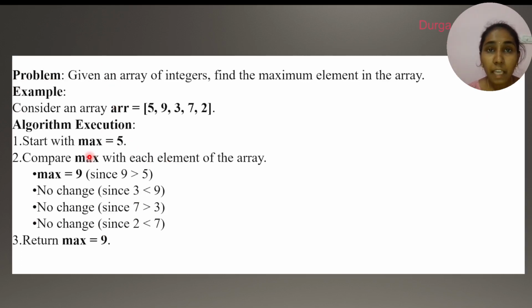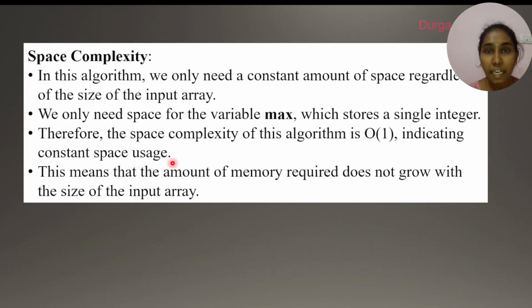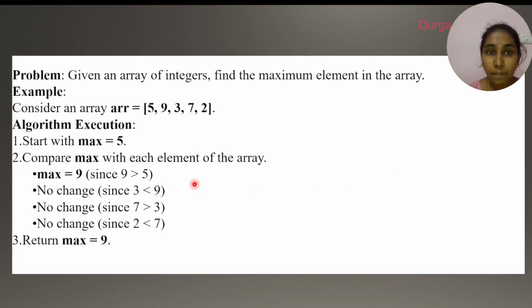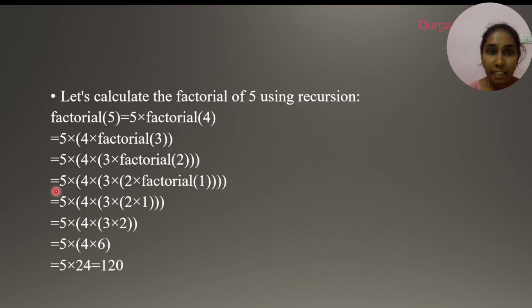So remember this, if the algorithm is taking a constant amount of space, then we can represent it by order of 1. Order of 1 is used to indicate constant space. This means the amount of memory required does not grow with the input size of the array. So if the array contains 5 elements or 10 elements, the space complexity does not change. It uses only a constant amount of space. Clear?